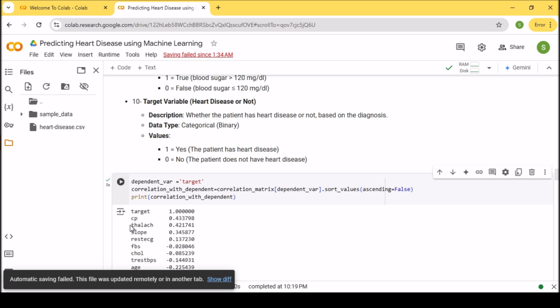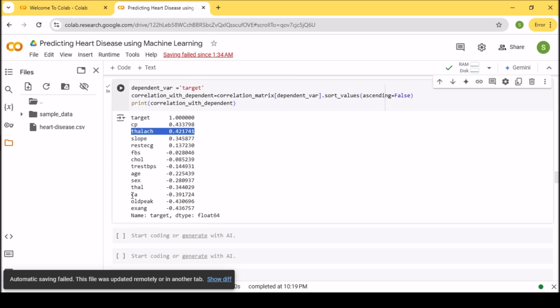As you could see, as we have seen before, there are several features that have the highest correlation with the target variable, like the chest pain and the maximum heart rate achieved, and some of them also have a high negative correlation with the dependent variable. For example, you have here the exang and the old peak.